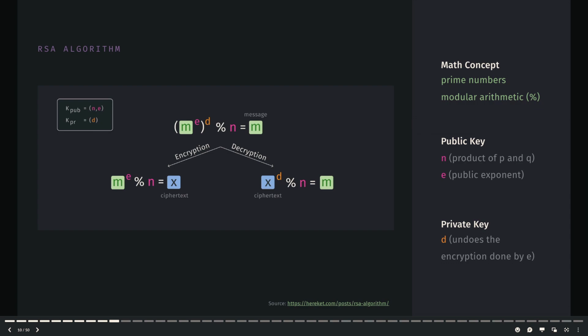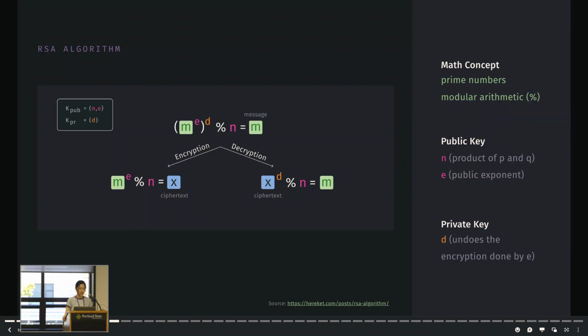So the public key consists of two components: the modulus n, which is the product of two large prime numbers, p and q, that are kept secret, and the public exponent e, which ensures efficient encryption. The private key, on the other hand, is represented by the value d. In simple terms, it's calculated in such a way that it undoes the encryption done by e.